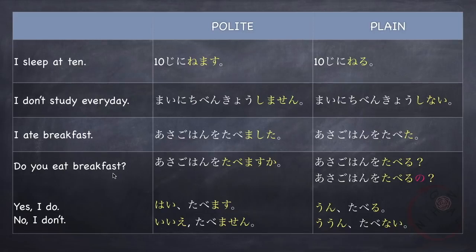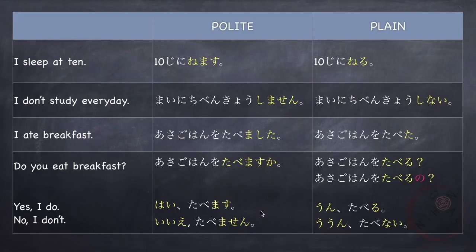Do you eat breakfast? So here we have a question. 朝ごはんを食べますか? In plain form, 朝ごはんを食べる? So here we use the dictionary form and then we said it with a rising intonation. 食べる? Or you can also say 朝ごはんを食べるの? So here we added の to soften the statement.